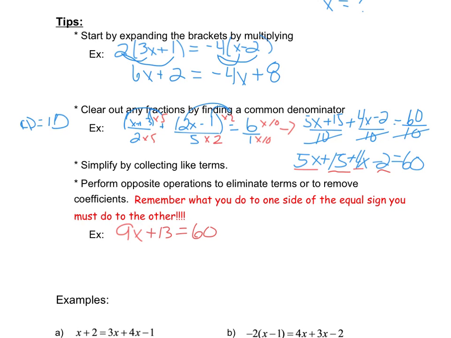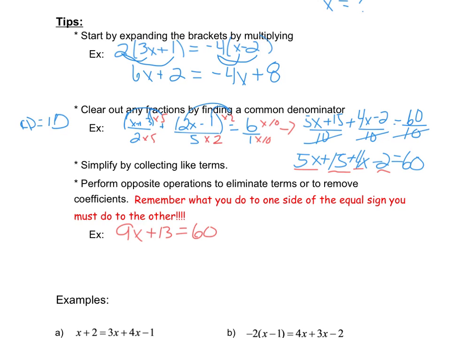Now the last tip that I have here is, well, when you're trying to isolate your variable, you're going to perform the opposite operations to eliminate your terms, and you're going to perform the opposite operations to remove coefficients. And remember, whatever you do to one side of the equal sign, you have to do to the other side. So if we look here, we're trying to get this x by itself. We have to remove this plus 13, and we have to remove this times 9.